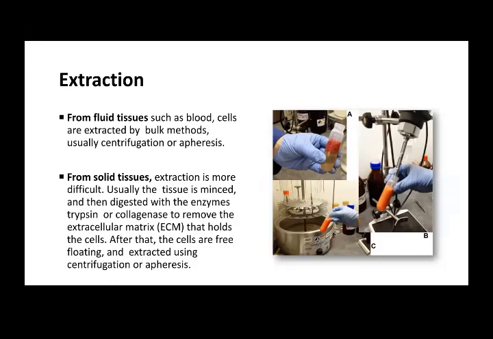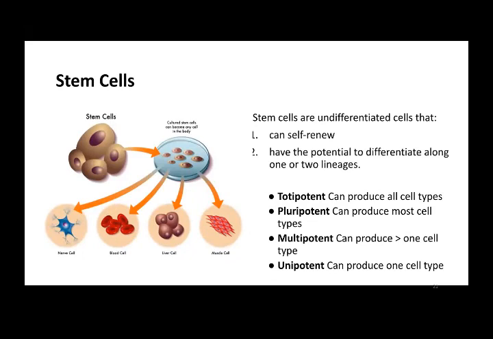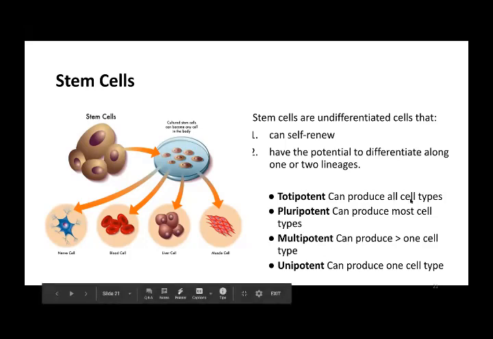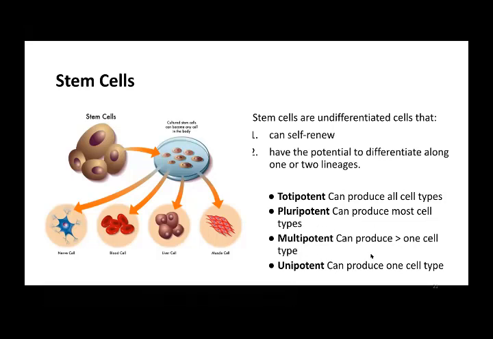We talked about extraction from fluid tissues and then stem cells. We talked about how they're the undifferentiated cells that can self-renew and have the potential to differentiate along one or two lineages. And we talked about their efficacy. Totipotent can produce all cell types. Pluripotent can produce most. Multipotent can produce more than one. Unipotent can produce only one.